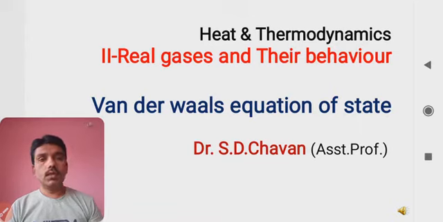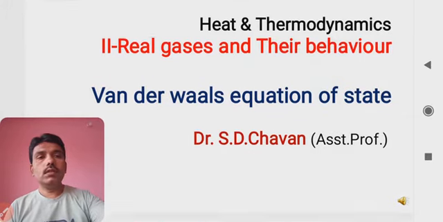Today's session is the van der Waals equation of state. Basically, what is the ideal gas or real gas equation? PV is equal to RT. Van der Waals gave suggestions and corrections to this, and why there is a need to correct this real gas or ideal gas relationship, we will also see in detail.